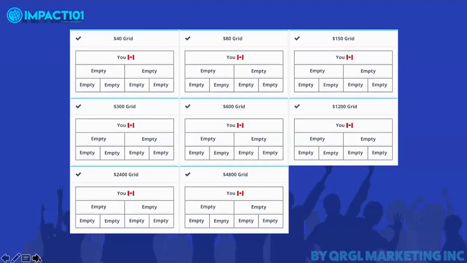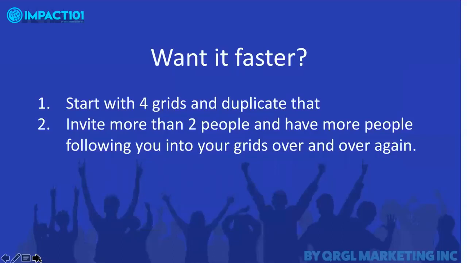Now, maybe you want it even faster. Well, there's a couple ways you can make it happen faster. Number 1, start with 4 grids and duplicate that with your people. Or start with 5 or 6 grids and duplicate that, whatever works for you. Or number 2, find more than 2 people, because the more people you invite, the faster it goes. That's because your grids fill up even quicker because all of your people are following you, and so are their teams. This is a strategy that's going to help you maximize the donations to you.